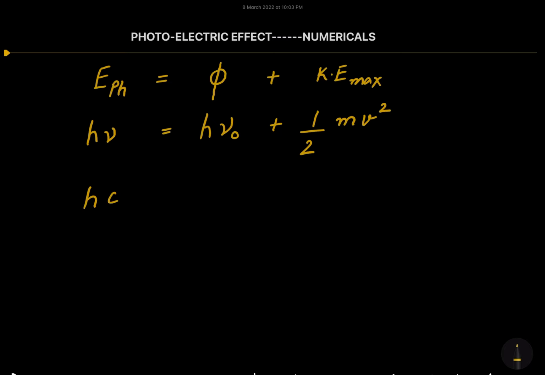Now this formula can also be represented like h c by lambda, where c is the speed of light, lambda is the wavelength of the light that has been used for ejecting the electron, that is the wavelength of photon. The work function is h c by lambda naught, where lambda naught is the threshold wavelength, the maximum wavelength that a photon must have to cause the photoelectric effect, plus half m v square. So these are the formulas that we are going to use for solving the numericals.